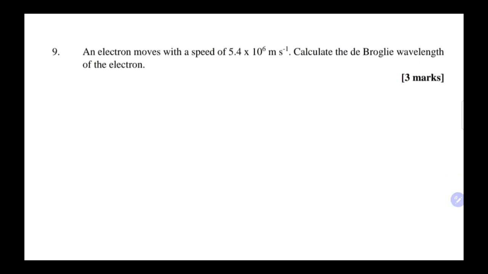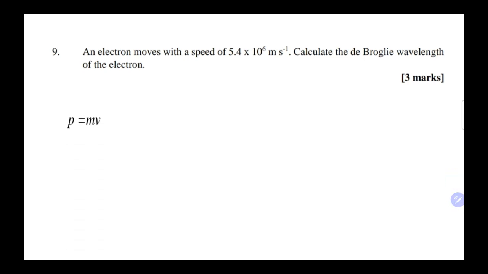Okay guys, so let's continue with question number 9. So what is the question? An electron moves with a speed of 5.4 × 10^6 meters per second. Calculate the de Broglie wavelength of the electron. Based on this question, by giving you the speed, they ask you to calculate the de Broglie wavelength. How is it?